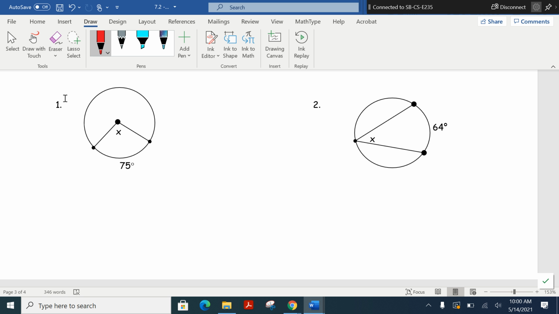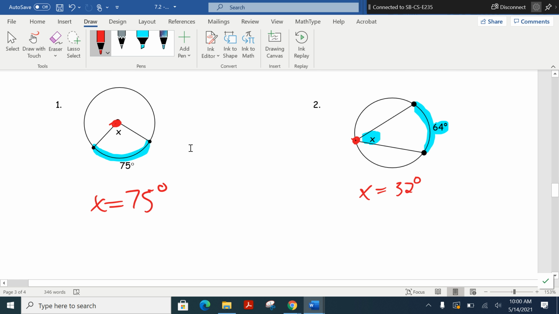All right, number 1, Ella. What'd you get, Ella? 75. Good. That's a central angle. The central angle has the same degree measure as the arc that it intersects. Versus this guy has an inscribed angle. So this inscribed angle should not be the same. It should be 1/2 of the arc that it intersects. So if this was 64, this x should be 32. So this is the same. This is going to be 1/2. So that's what we've been working on for the last couple of days.